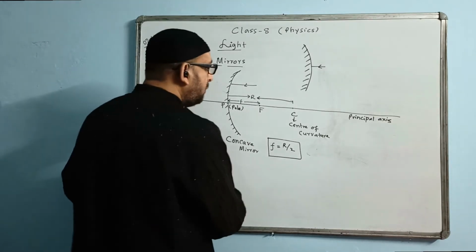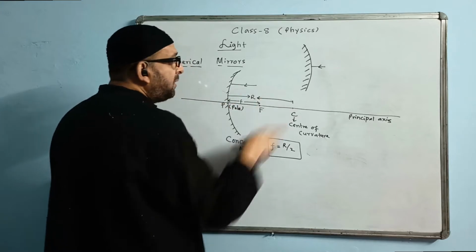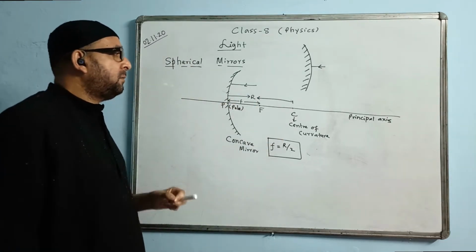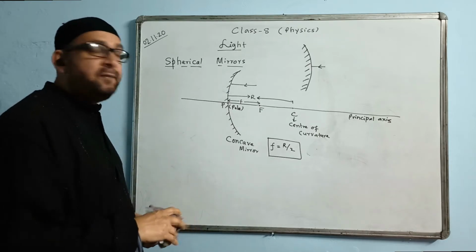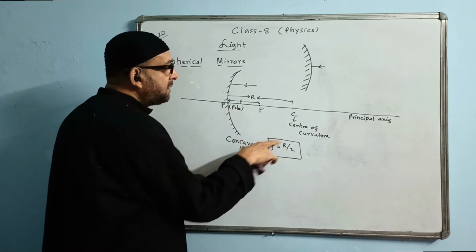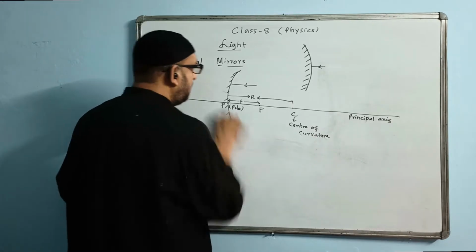Now, all the definitions which I said, you have to note them down because these are the definitions you have in your syllabus. And also this relationship: the focal length of the mirror is exactly half of the radius of curvature.